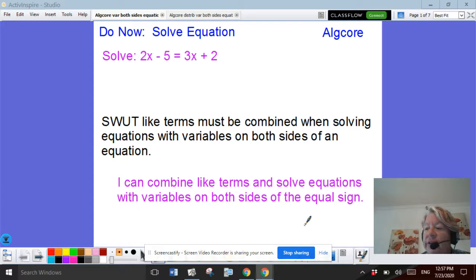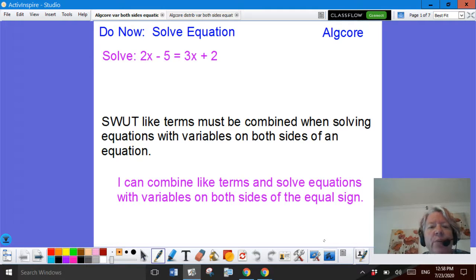All right, so hopefully you did excellent on your last quiz, and we are going to move on to a little bit more challenging type of equations that just have a few more steps. And what we're going to see today is that all of a sudden we're going to have variables on both sides. So take a look at this problem.